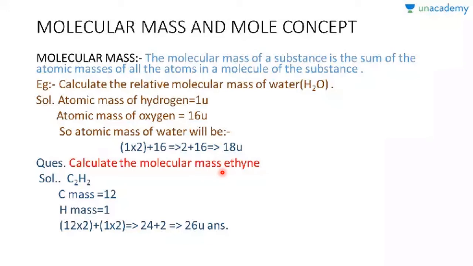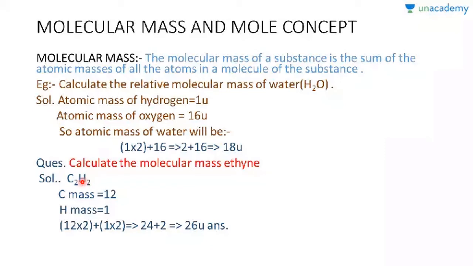Ethane is a new example for you. It is not there in the syllabus, so normally he gives it in the question paper itself. The formula of ethane is C2H2. That means two different kinds of atoms are there, one is carbon, one is hydrogen. There are two carbon and two hydrogen in one molecule of ethane.